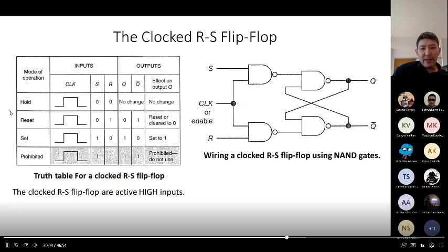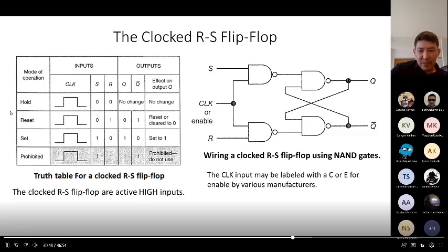So also we can wire a clocked RS flip-flop using NAND gates. Here you can see that we add to the usual RS flip-flop 2 NAND gates, right? You can see that 2 inputs are connected, wired together, and we call this clock. And the other inputs will be S and R. So tomorrow in the lab work, we will try to assemble this circuit and study its properties.